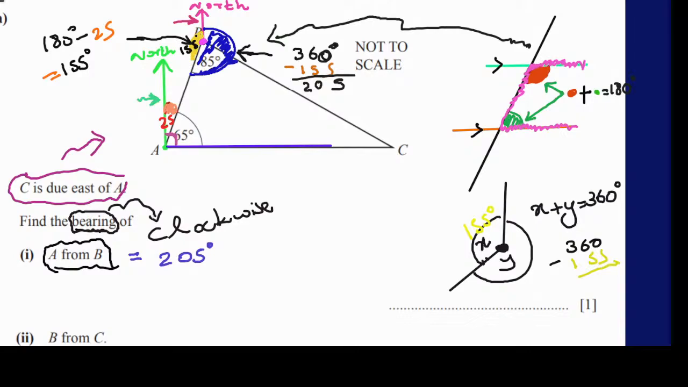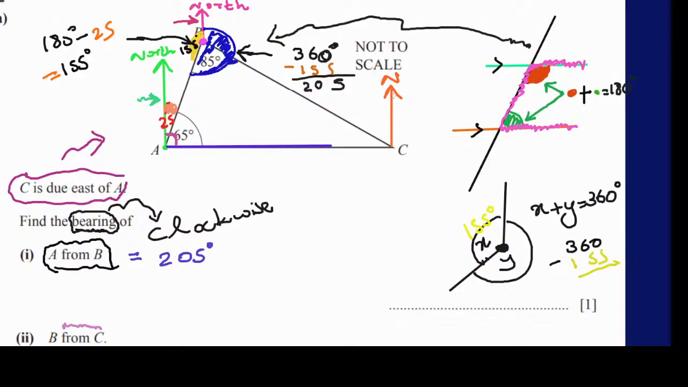Alright, let's look at Roman 2. You have been asked to find the bearing of B from C. So when it is said to find the bearing of B from C, you got to assume you are at C. Currently you are at C. From C, you're planning to go to B. So first let's draw the north direction at C. Let me draw that north direction in orange. This is the north.